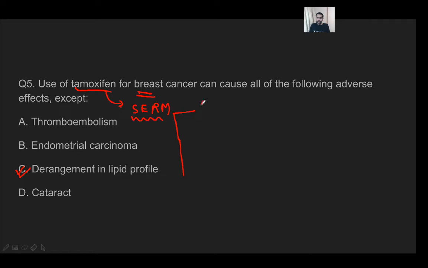What are the tissues where it has a good action? Obviously, the first and foremost is the breast. In the breast, tamoxifen prevents the breast carcinoma from occurring. Fair enough. Now, where else does tamoxifen have a good action? It has a good action on the lipid profile. Please understand. There will be no derangement of the lipid profile. There will actually be an increase in the HDL, or the lipid profile will be absolutely normal.